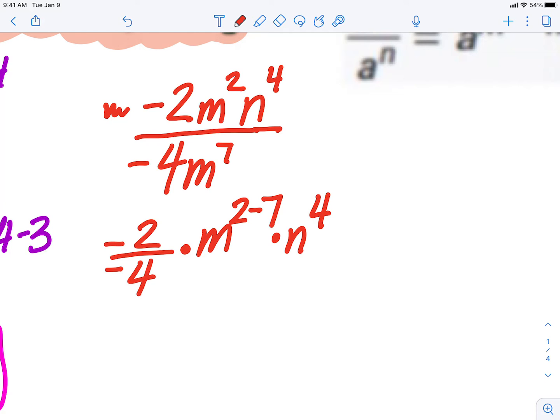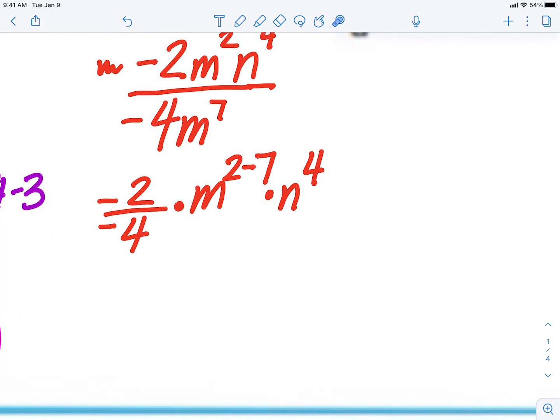So let us start reducing here. Negative divided by negative is a positive, so these are going to cancel out. But I notice that 2 and 4, I can reduce. If I divide both of them by 2, 2 divided by 2 is 1, so I get 1 over 4 divided by 2 is 2, so I get 2. Look at that. And I'm going to extend my line here.